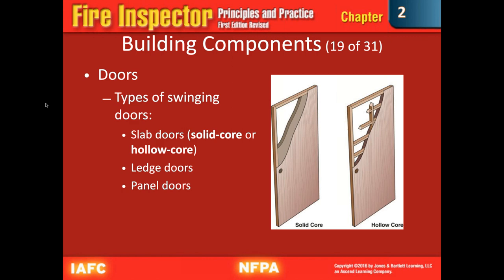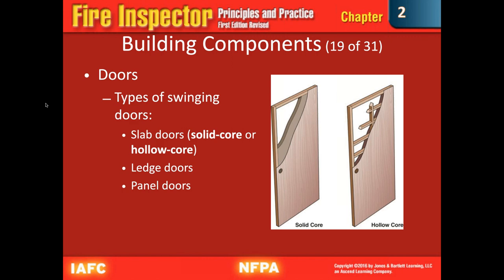Types of wood swinging doors: we have solid core and hollow core. Usually when you're dealing with interior doors, you're talking about hollow core. The doors don't have anything in them. They're like that picture on the right. They're lightweight, which is great, but they really don't offer you any protection. They don't offer you any protection from an assailant. They don't offer you any protection from a fire, none of that.